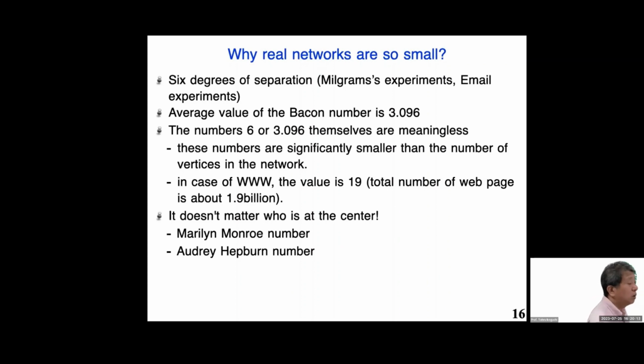And another important point is that it doesn't matter who is the center. In the case of the Kevin Bacon game, the same results are obtained even if you consider, for example, Marilyn Monroe or Audrey Hepburn, who have already passed away, as a center. The same tendency can be obtained by setting Marilyn Monroe and Audrey Hepburn as a center, and you can get the Marilyn Monroe number or the Audrey Hepburn number.